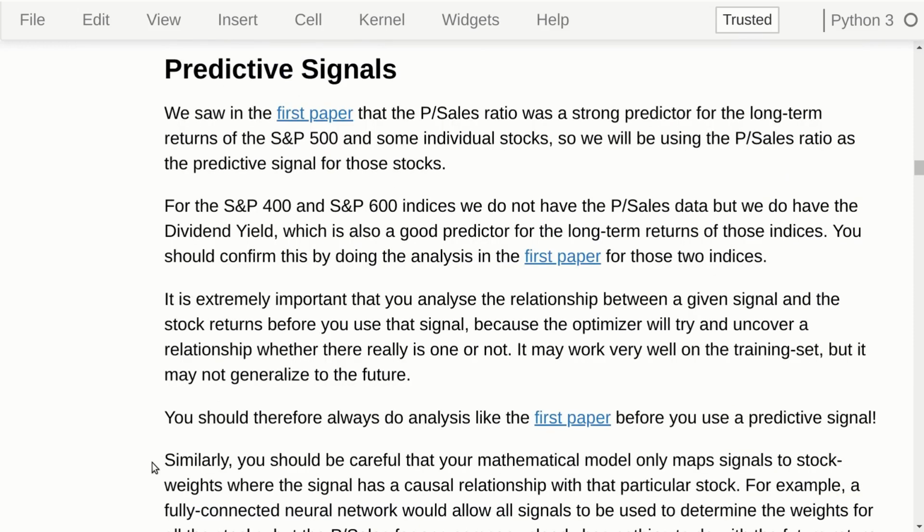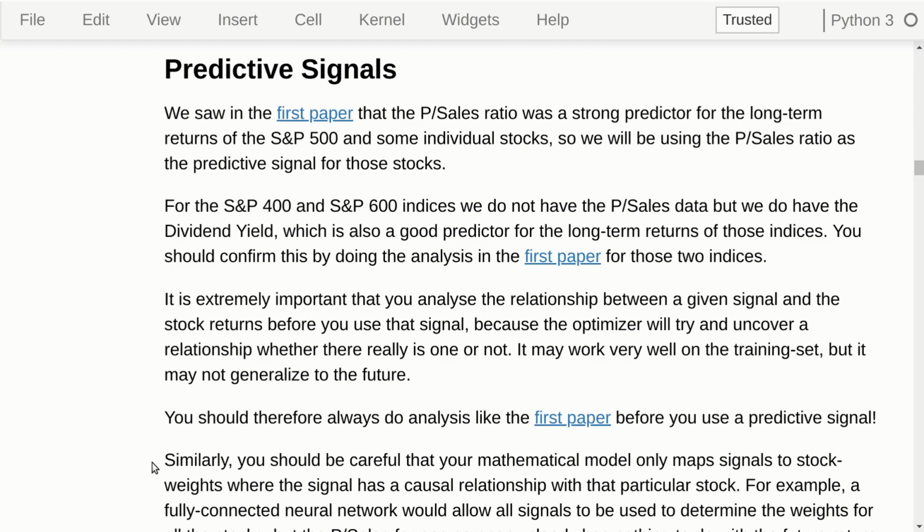Another thing you should be careful with is that your mathematical model only maps signals to the correct stocks. If you use, for example, a fully connected neural network, it will take all the signals for all the stocks and use them to allocate the stock weights for all of the stocks simultaneously. And again, there might be a coincidence in the training set. The optimization method might find that, oh, if the price to sales ratio for Coca-Cola is like this and for Kellogg's it's like this, then it improves the return for Johnson & Johnson. Bullshit. It has to be related.